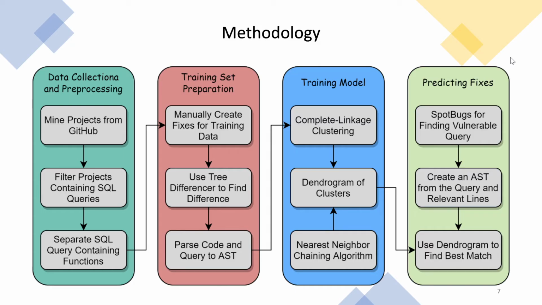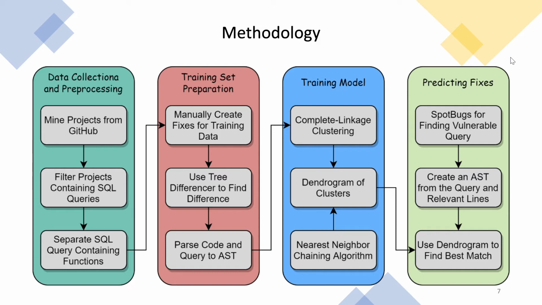Here is our methodology. First of all, we collected data. We mined GitHub projects. After that, we filtered the projects so that only the projects that contain SQL queries are present. And then we separated the SQL query containing functions, and basically, we work on the functions only. We refactored the functions so that the vulnerable portions are replaced with the solution. And to do that, we had to manually create fixes for the training data.